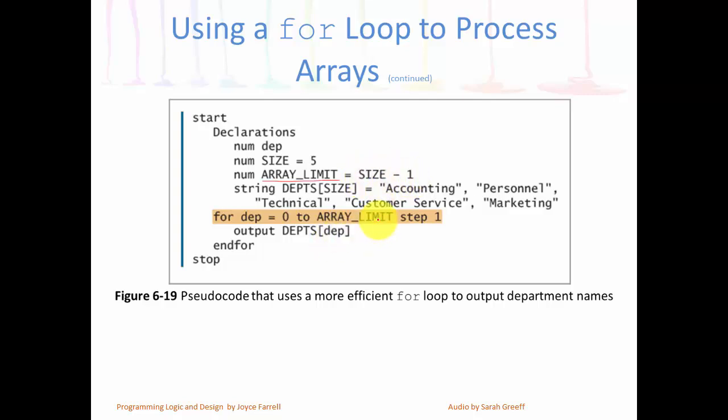So what I'm going to do is call on my size minus 1 into my array limit here for my exit condition to occur when I've reached my final array limit, which is 5 minus 1, which equals 4. So when I reach 4 and I've outputted my last department, marketing, I'm going to exit my loop and my program will stop.